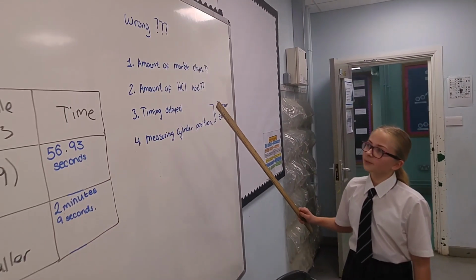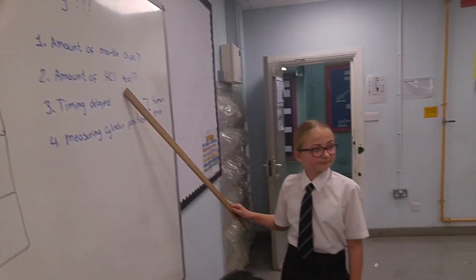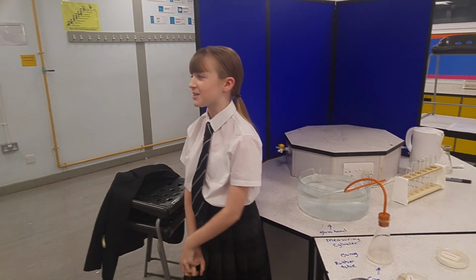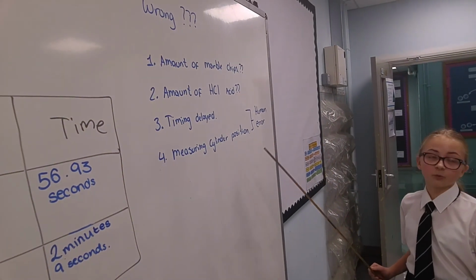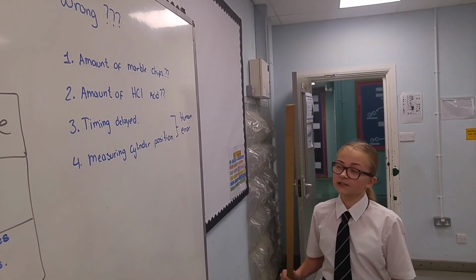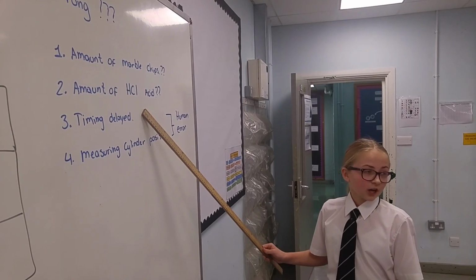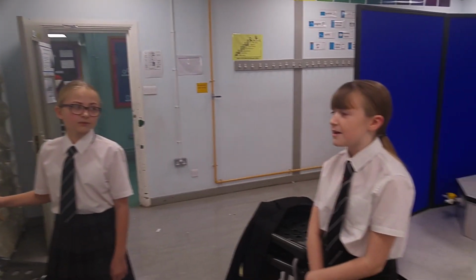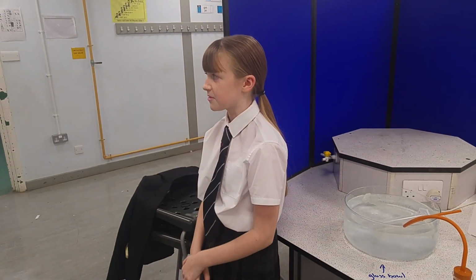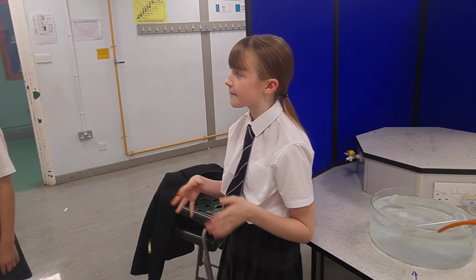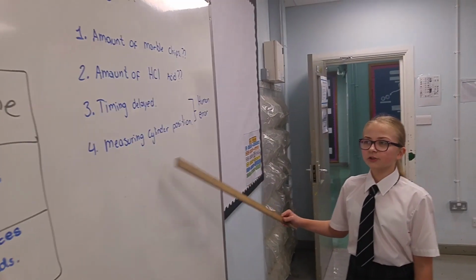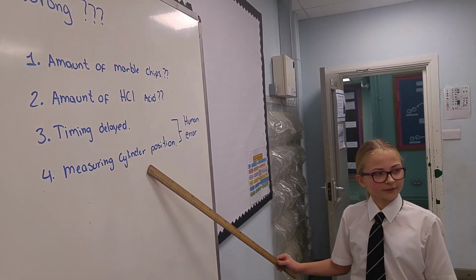Sure. What about the hydrochloric acid? Well, we didn't actually measure the hydrochloric acid, so that could be another mistake. That is true. These two are human errors that really could have been fixed. Do you reckon it was the timing? Definitely. Sometimes we timed it after we had put in the acid, and sometimes we timed it before. So, it's very true. Do you reckon it might have been the measuring cylinder position?